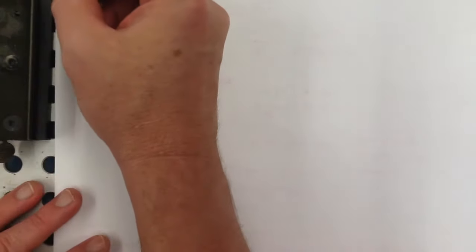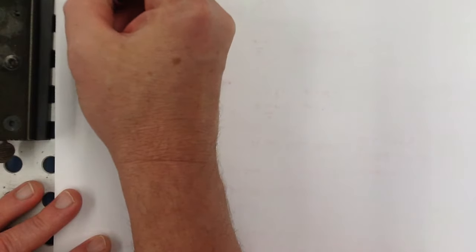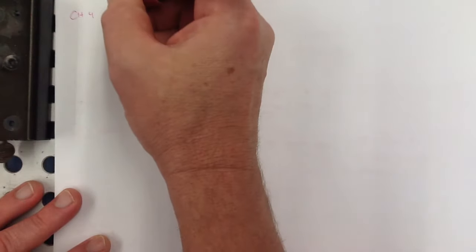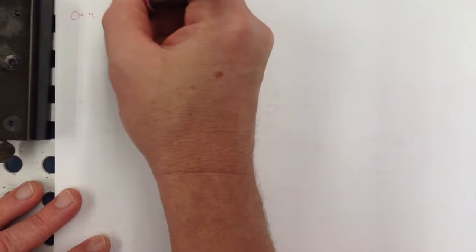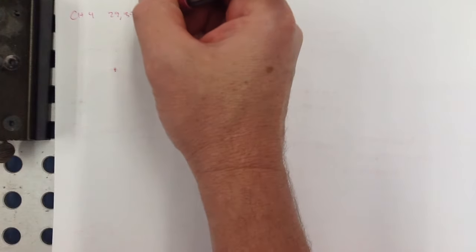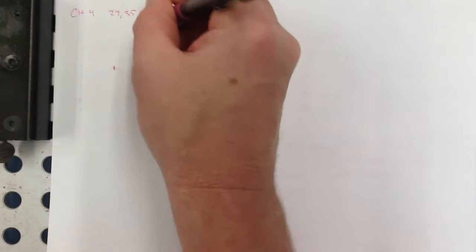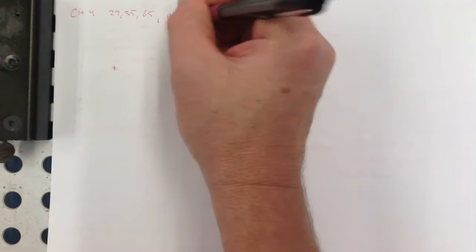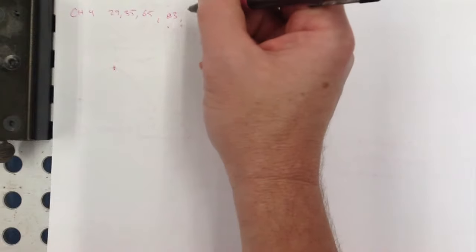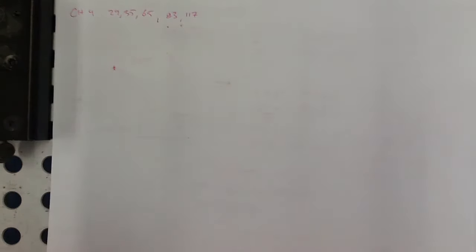AP Physics. Last assignment in Chapter 4. Here's some review problems. Let's see, what do we have? 29, 35, 65, 83, and 117. Just a little selection of the three different types of problems that we're working with here.